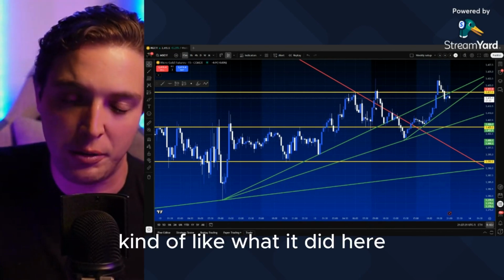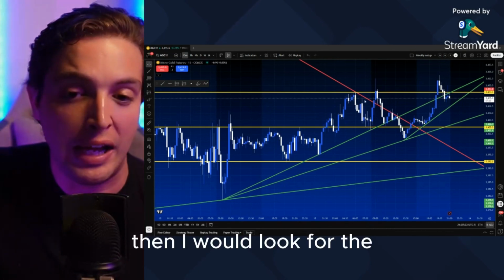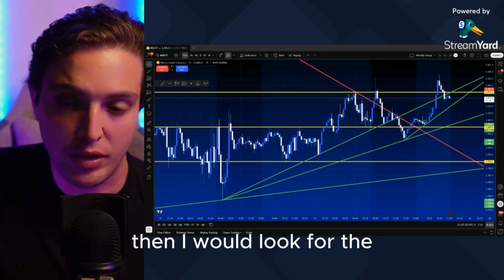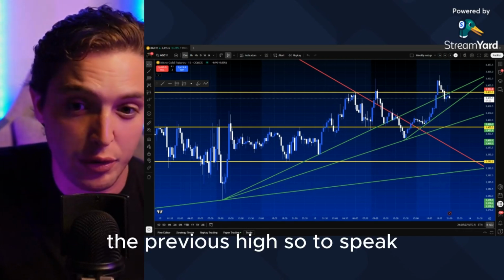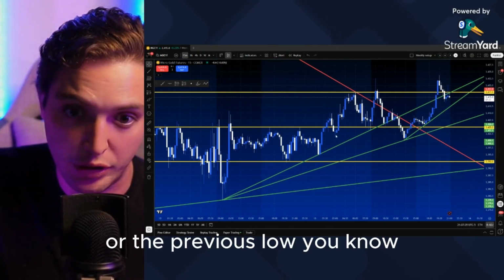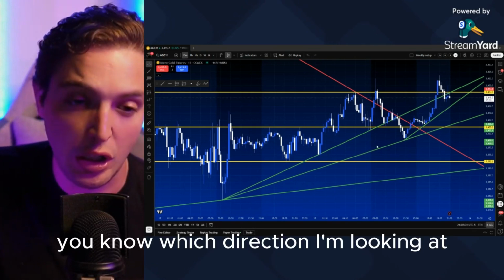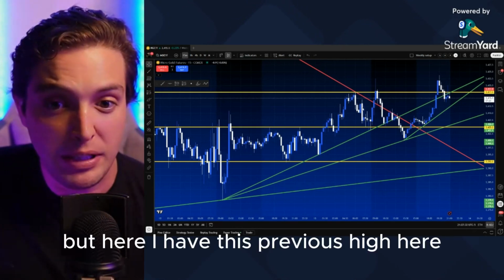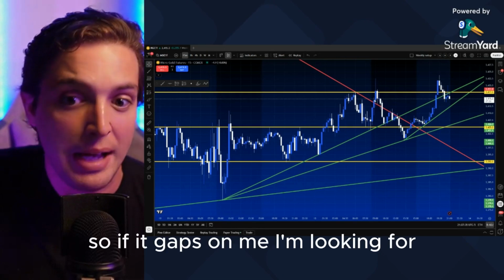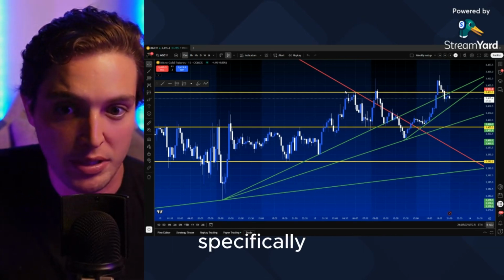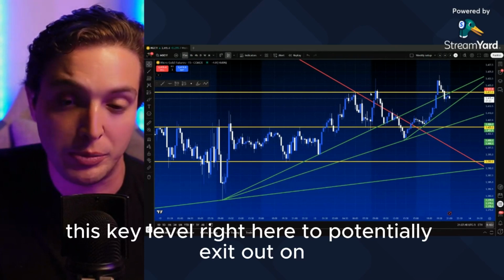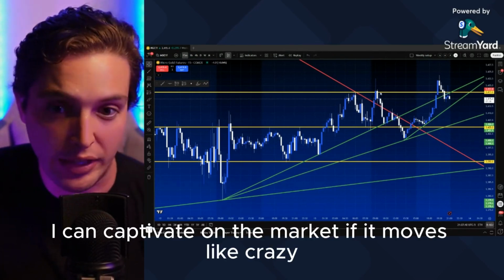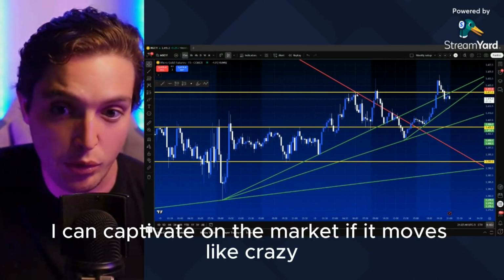So pretty much how I go about it is that if it gaps on me, like what it did here, then I would look for the previous high, or the previous low, depending on which direction I'm looking at. But here I have this previous high. So if it gaps on me, I'm looking for specifically this key level right here to potentially exit out on. That way I can capitalize on the market if it moves like crazy.